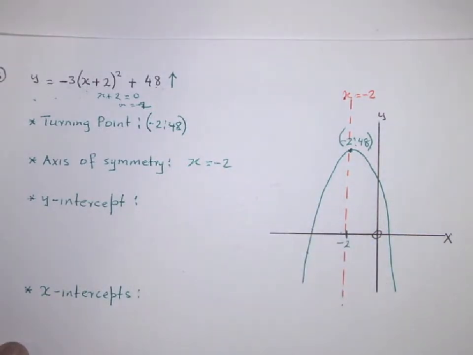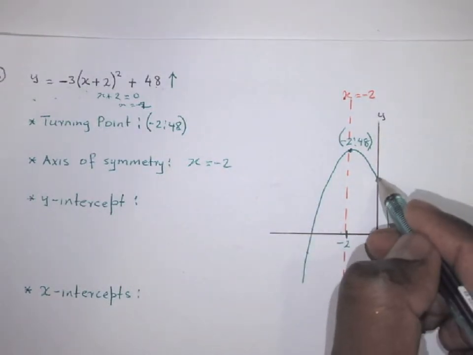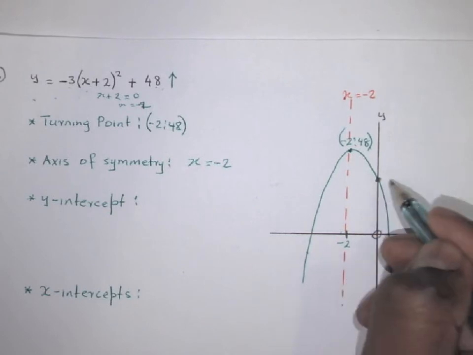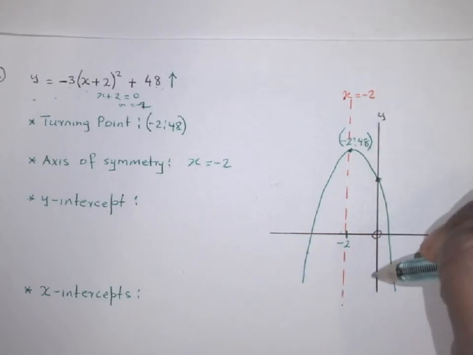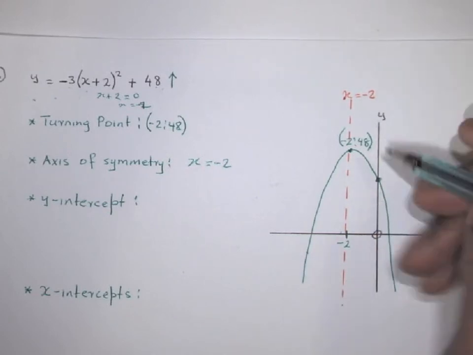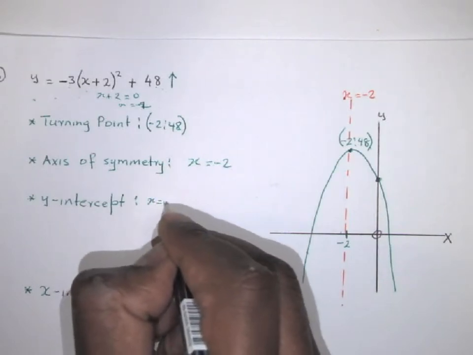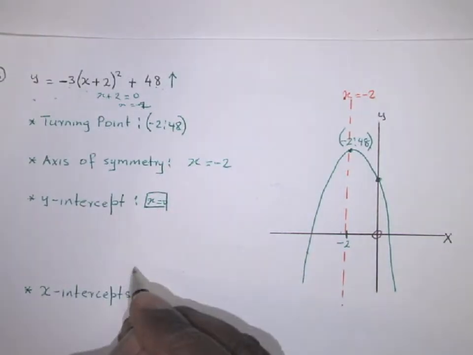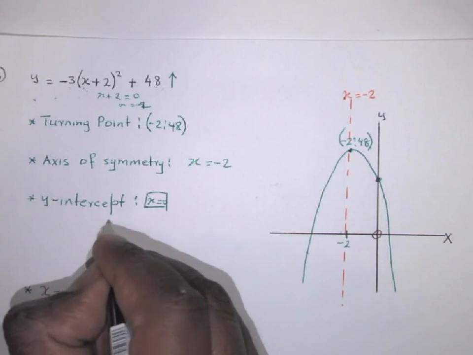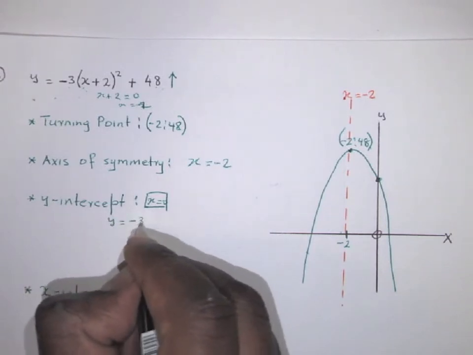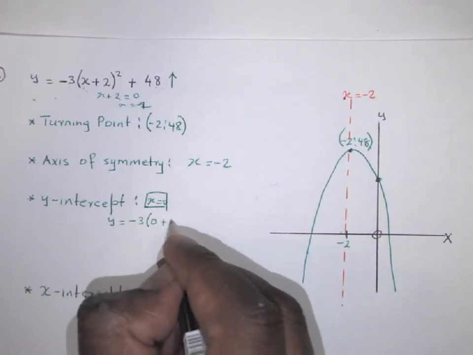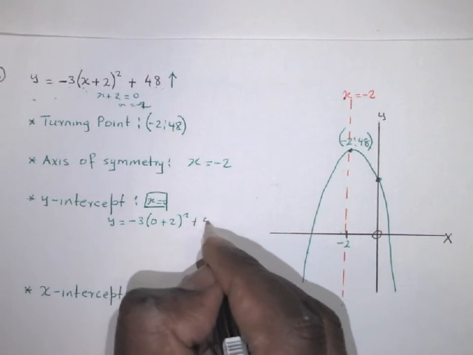Now, our graph cuts the y-axis, which means we need to work out the y-intercept. How do you find the y-intercept? We make x equal to 0. If x is 0, I plug in 0 there. So y equals minus 3 times (0 plus 2) all squared plus 48.